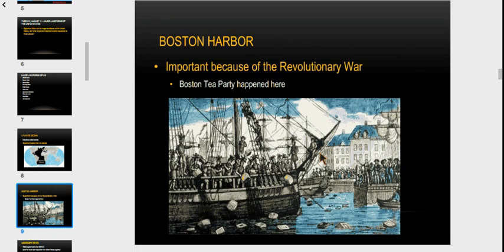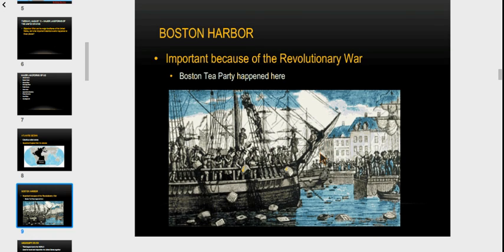Next one, Boston Harbor. This isn't a map, this is a picture. The Boston Harbor is important because of the Revolutionary War. If there's a slide or a question that says what is the most important physical feature during the Revolutionary War, it's absolutely the Boston Harbor.